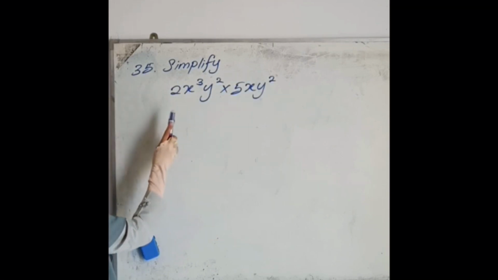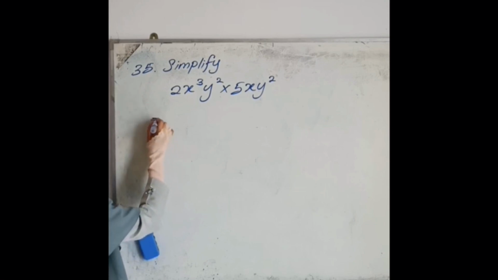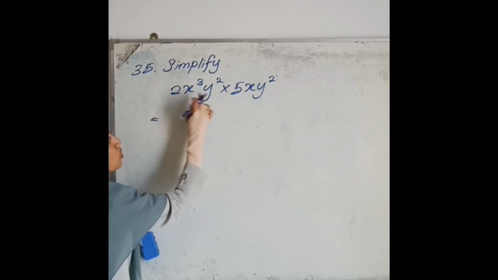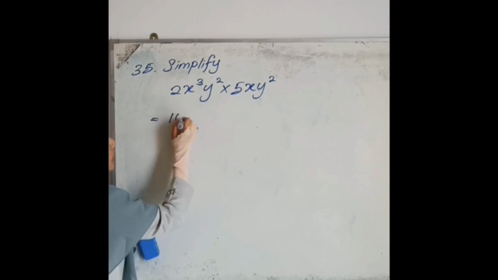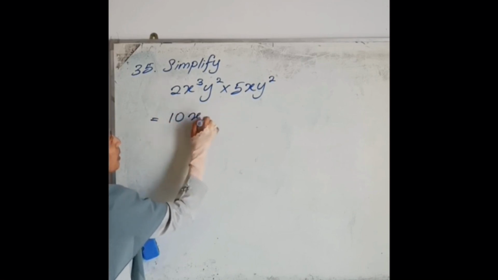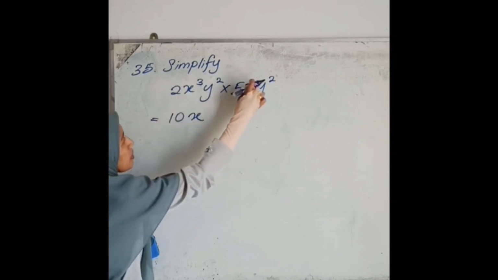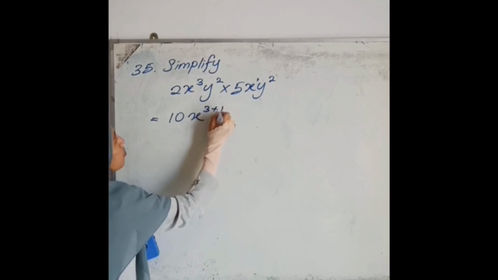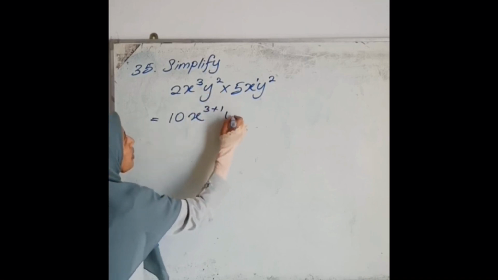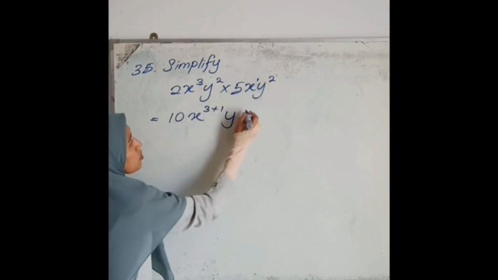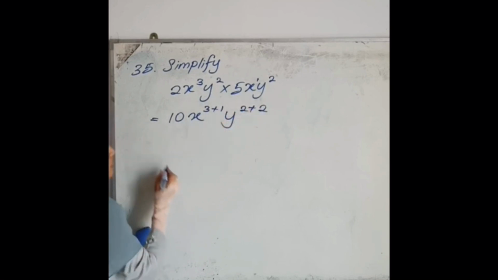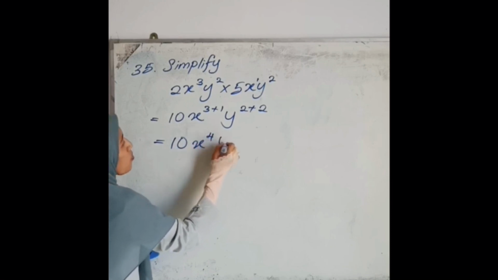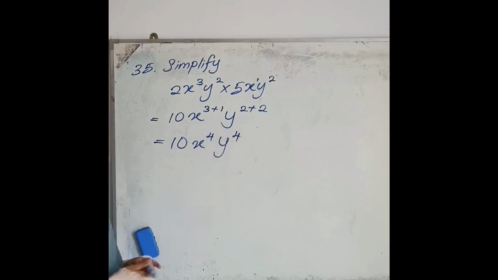Number 35. So we can simplify, bring up the power. So number with number, so 2 times 5, 10. Okay, x, okay, x 3. Here there is nothing, means 1. So 3 plus 1, times y, 2 plus 2. So the answer is 10 x to the power of 4 y to the power of 4.